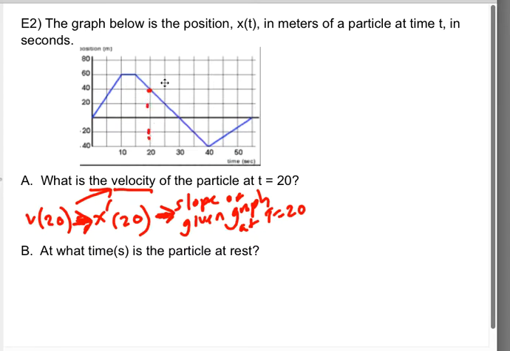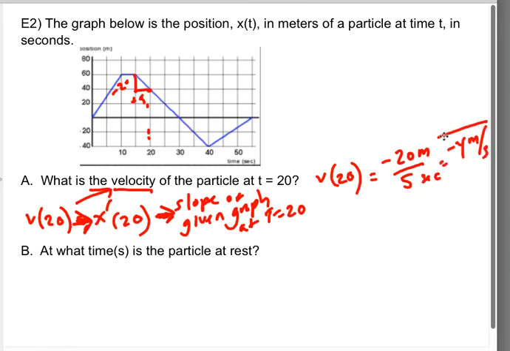Well, this graph is linear at 20. It has a slope of down one block over one block. You just have to make sure you look at the size of the blocks. So this is down 20, and then these blocks seem to go by 5s. So this is down 20, right 5. So it seems that v of 20 is down 20 meters, right 5 seconds, so negative 4 meters per second. But it's the slope of the given graph.